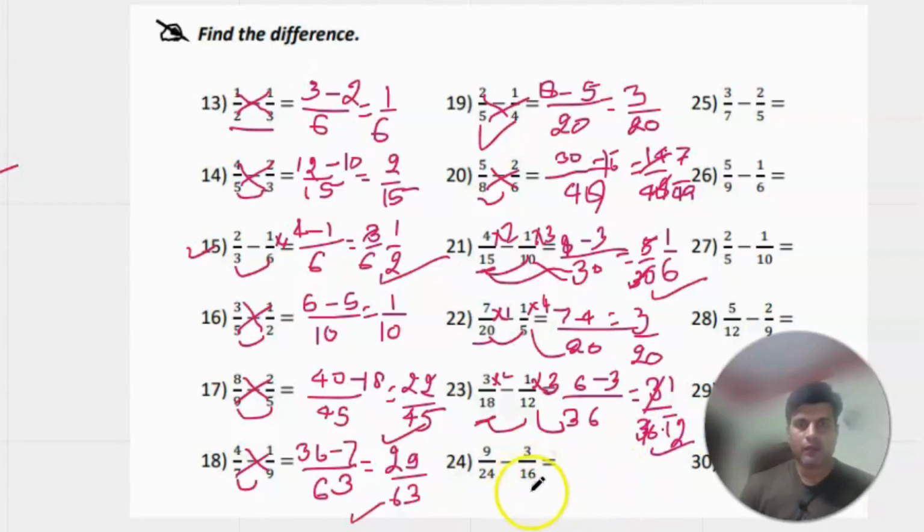And take the example of this one. So the LCM will be 48. If you divide 48 by 24, you will get 2, and 2 is multiplied here, and if you divide 48 by 16, that will be 3 here. So 18 minus 9, that is 9 upon 48. So like this you will get the answer.